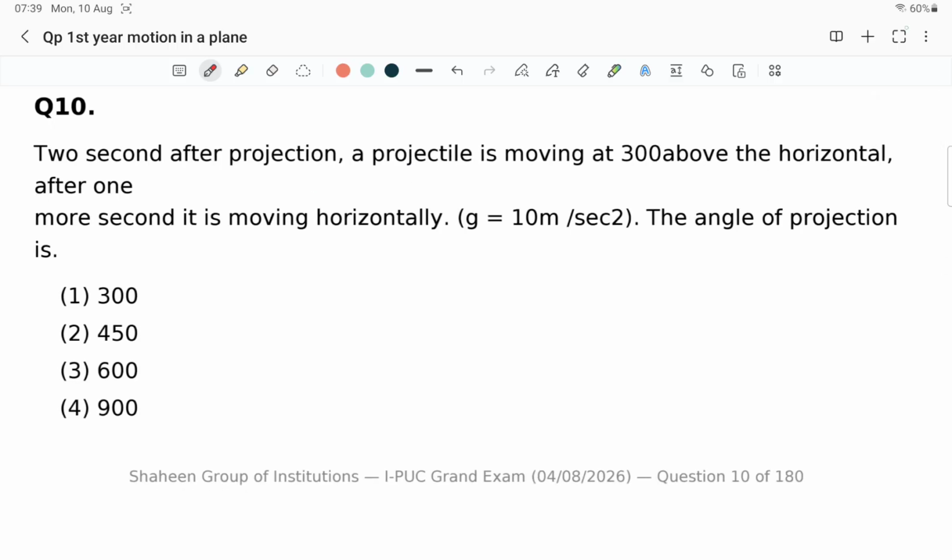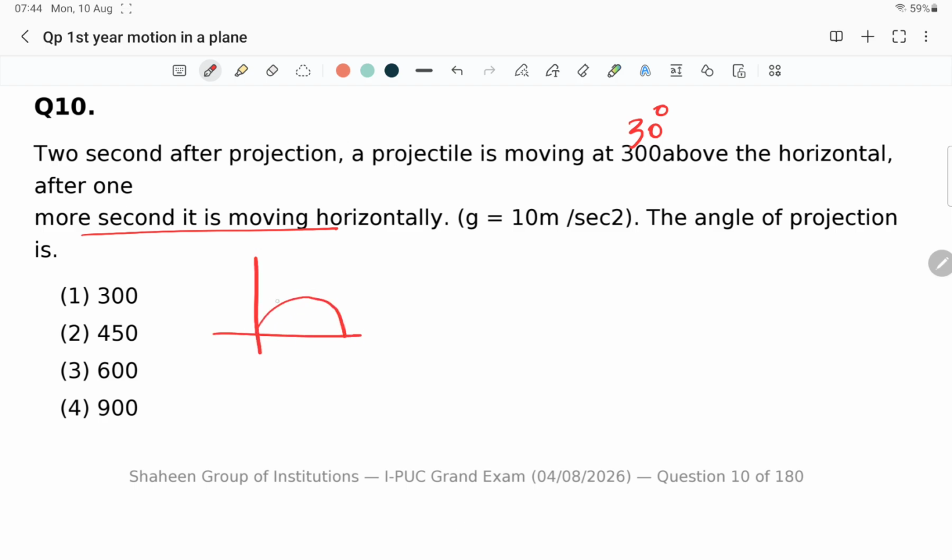Let's move on to the next question. So this particular question: 2 seconds after projection, a projectile is moving at 30 degree above the horizontal. After one more second, it is moving horizontally. The angle of projection is? So this one is a little tricky. The first thing he has told is that 2 seconds after projection, a projectile is moving at 30 degree above the horizontal. After one more second it is moving horizontally, meaning after one more second it has reached maximum height. That is what we need to understand.